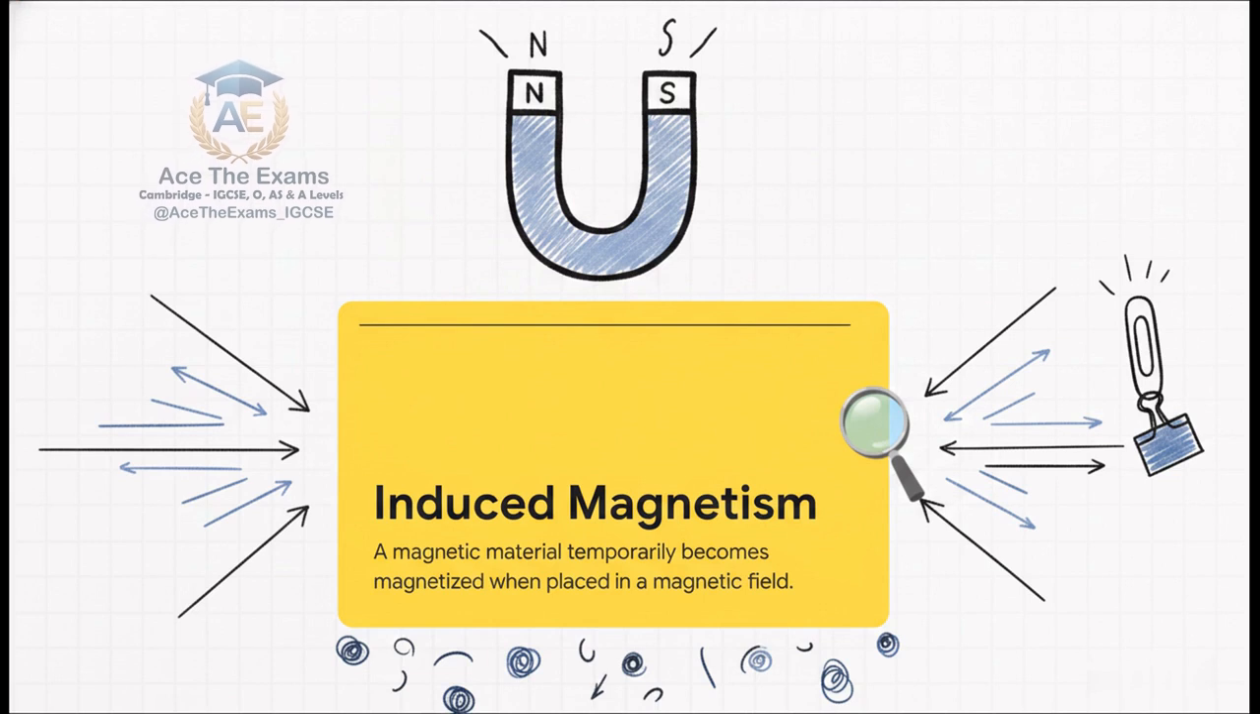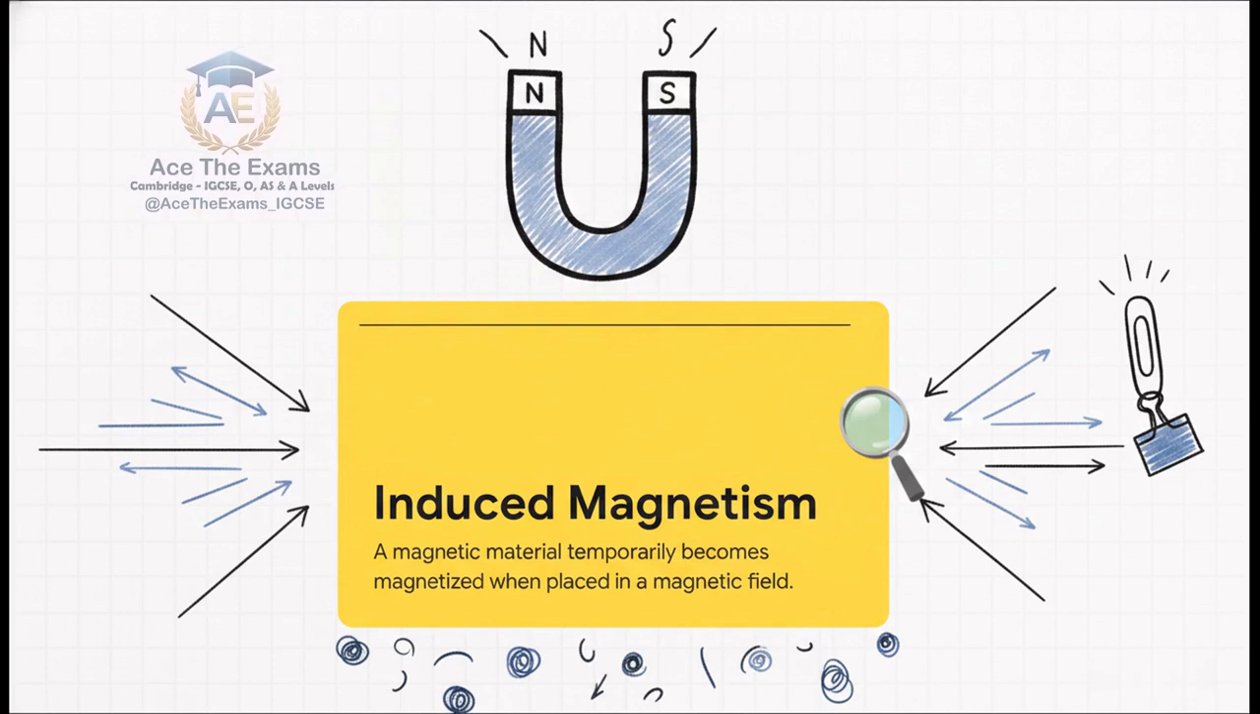Induced magnetism is the absolute classic trap for a student like Sam. Sam usually writes something vague like, "the metal becomes a magnet." That is a 0-mark response right there.